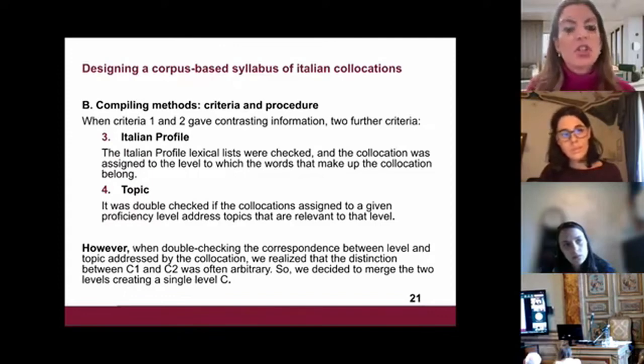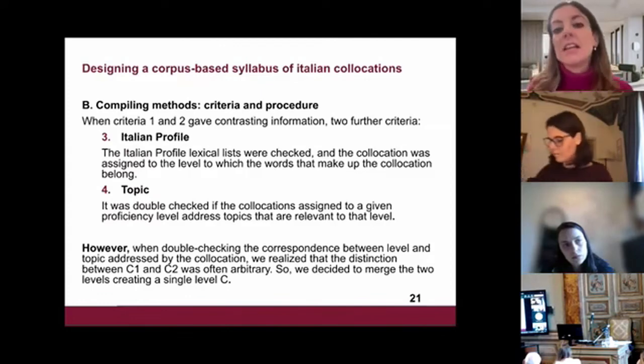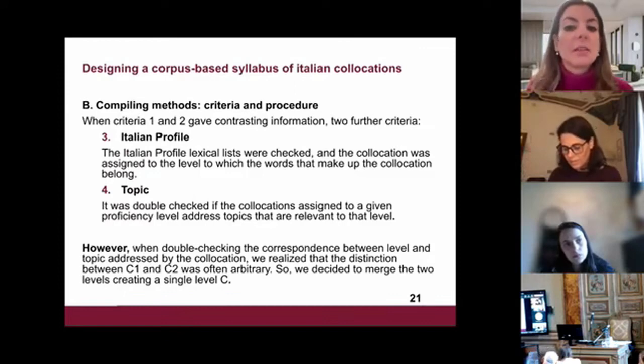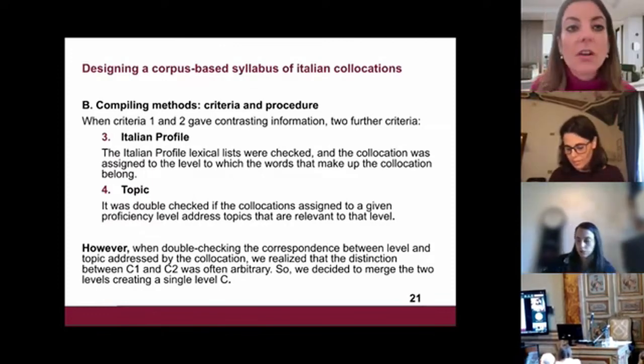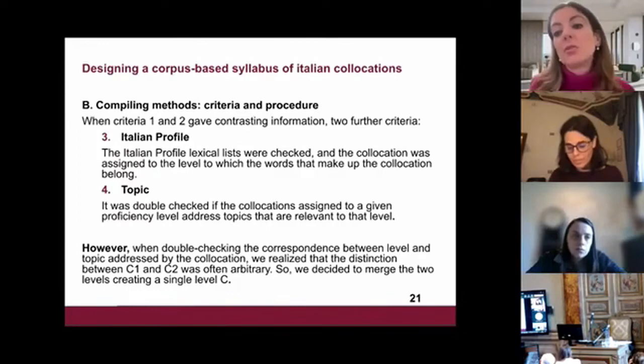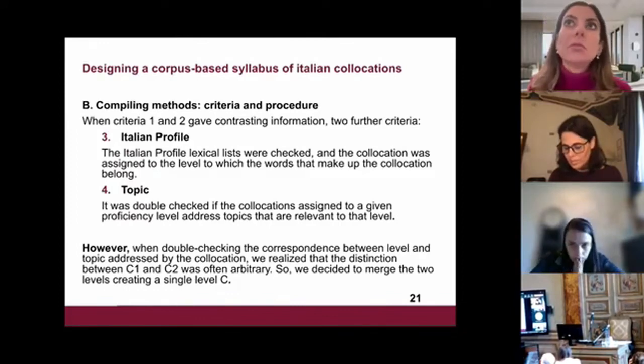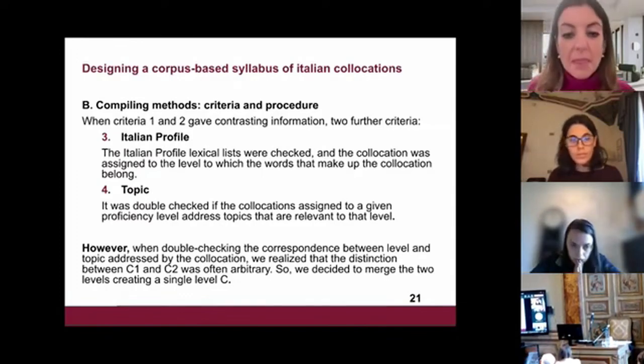As for the Italian profile, we checked its lexical lists, and we identified the level to which the words that make up the collocation belong. Finally, we double-checked if the collocations assigned to a given proficiency level addressed topics that are relevant to that level based on the information on vocabulary range and control given by the Common European Framework. For example, we checked if the collocations assigned to level B1 were addressing topics like everyday life, work, job, and so on.